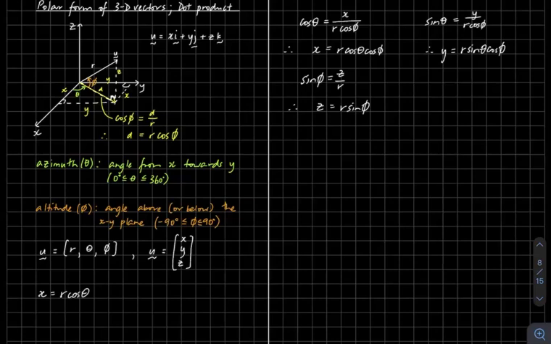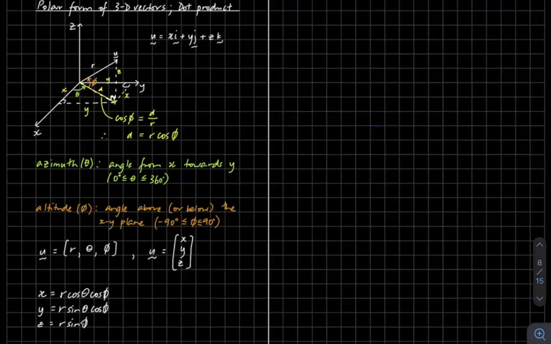So x is equal to r cos theta cos phi, y is equal to r sine theta cos phi, and z is equal to r sine phi. So you do either need to commit those to memory, or you need to have some way of developing them from, I guess, the diagram or from your understanding of the situation.